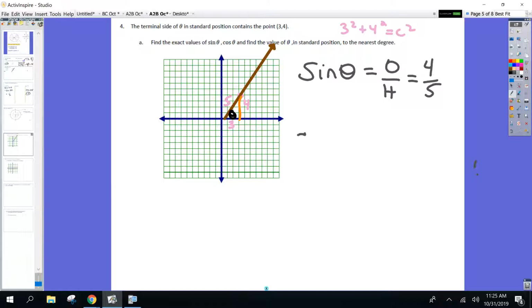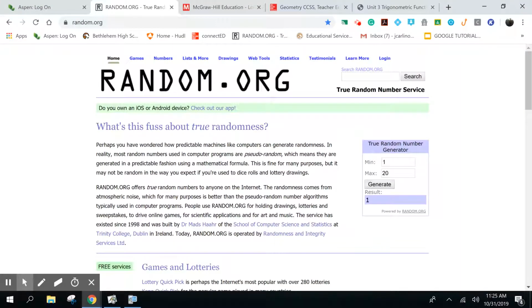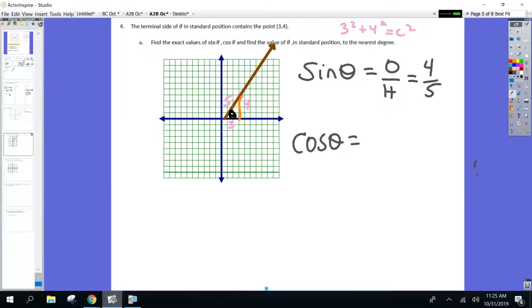Cosine. How do you find cosine, kids? Adjacent over hypotenuse. So now that would be 3 over 5. Yep. And then here comes the tricky part. It said find sine, find cosine, and then find the actual angle measure. What quadrant am I in? 1, so I at least know it's got to be between 0 and 90.